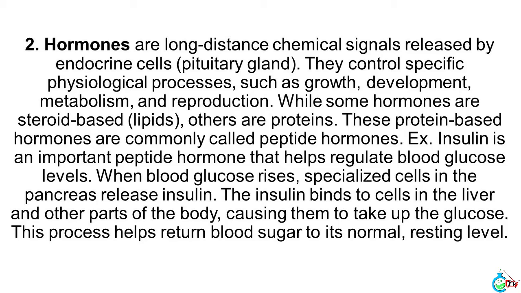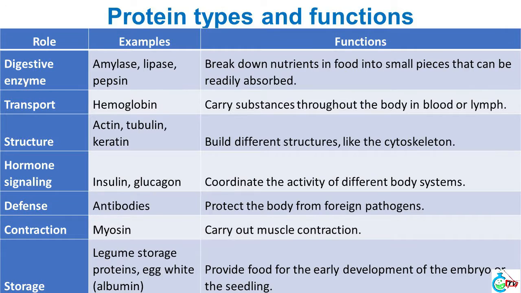Insulin is an important peptide hormone that helps regulate blood glucose levels. When blood glucose rises, specialized cells in the pancreas release insulin. The insulin binds to cells in the liver and other parts of the body, causing them to take up the glucose. This process helps return blood sugar to its normal, resting level. Protein types and functions.